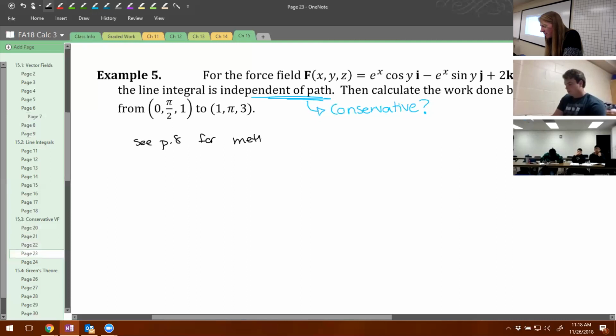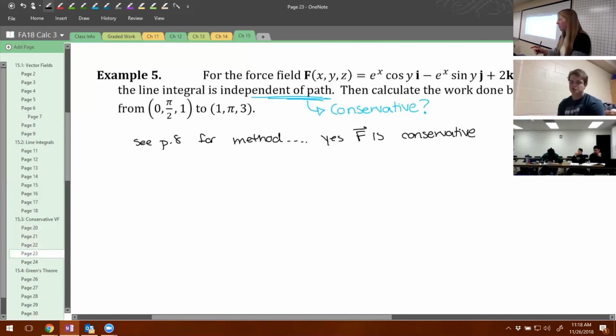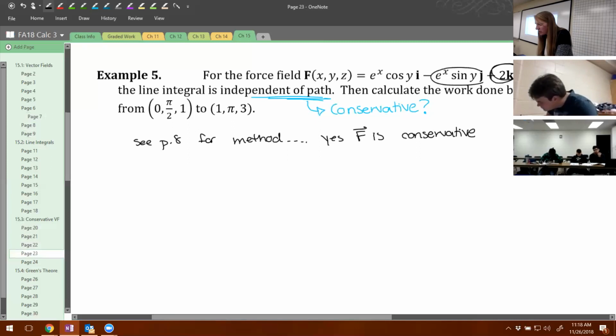Method. But yes, this turns out to be conservative. If we went through and took the right combination of partials, the partial derivative of P with respect to y, making sure it's equal to the partial derivative of this with respect to z and so on, and checked all those, it would work out. But just to save some time, we'll skip that. You can try it on your own. So we need a potential function.